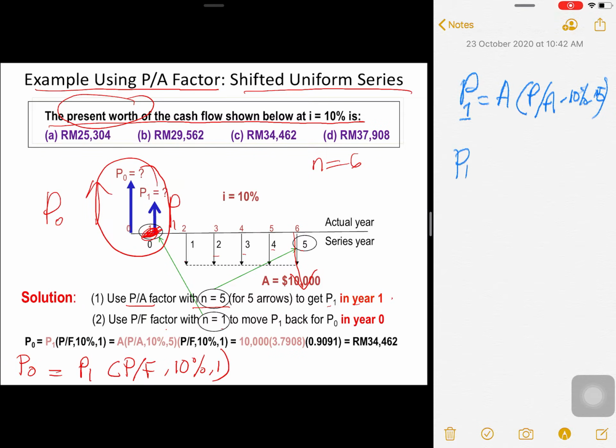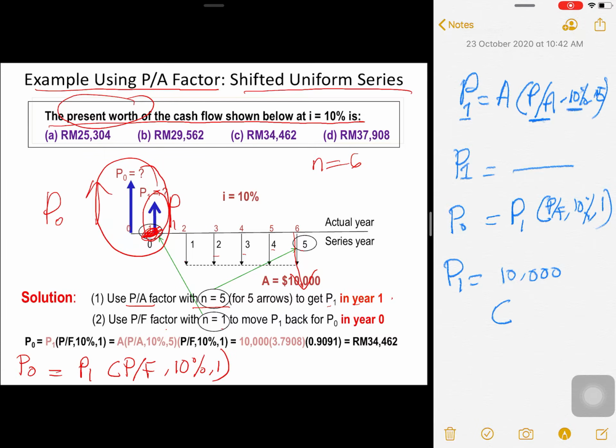So when we have P1, we get the value at P1. Solving for P0 is equal to P1 times P over F, 10%, at n equals to 1. Okay, now we want to solve for P1. It equals to how much is A? A is 10,000.